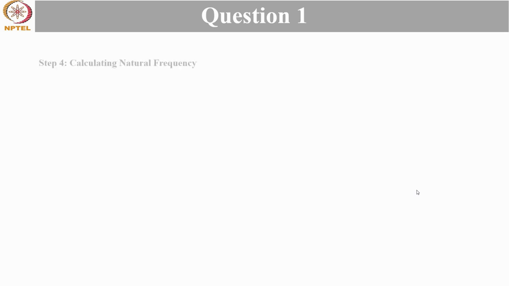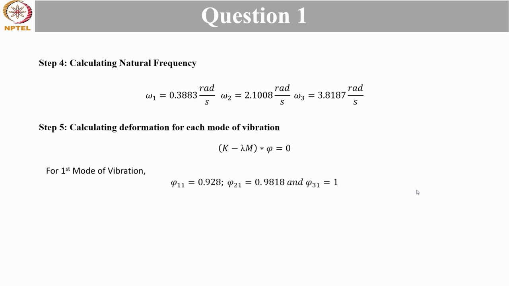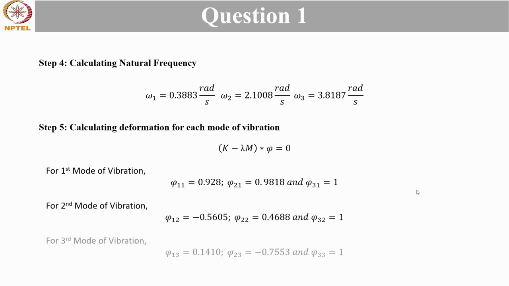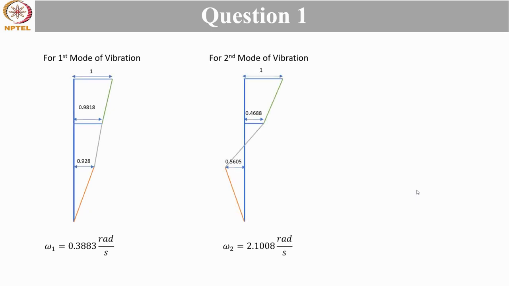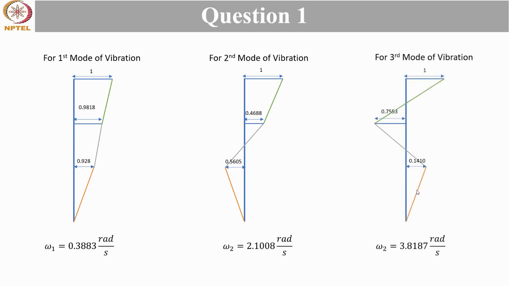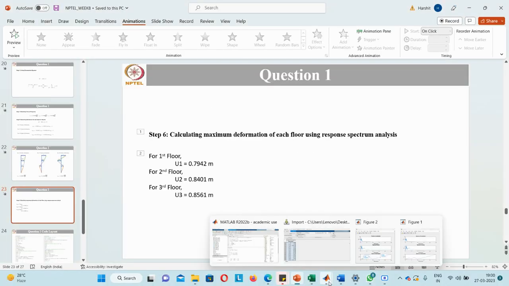So we wrote this equation, we solved, so we got natural frequencies like this. Then we calculated deformation for each mode of vibration. So this was for first mode, this was for second mode, and this was for third mode of vibration. Accordingly, for first mode of vibration, the profile will look like this. For second mode of vibration, it will cross the y-axis at one point. And for third mode of vibration, the profile will look like this. So these are the deformation profiles for each mode of vibration. Now we need to calculate the maximum deformation of each floor using response spectrum analysis.